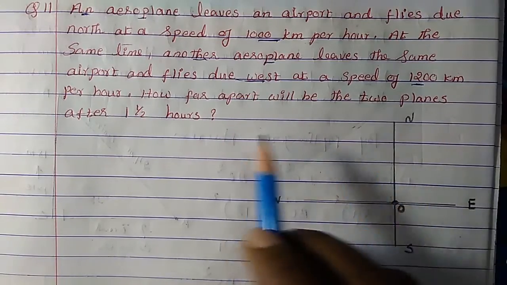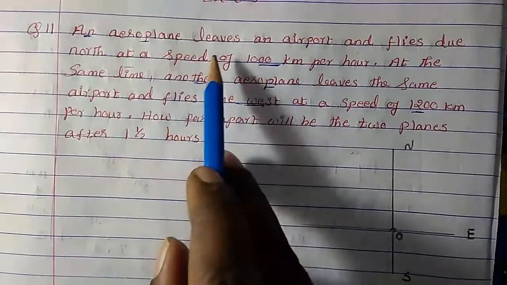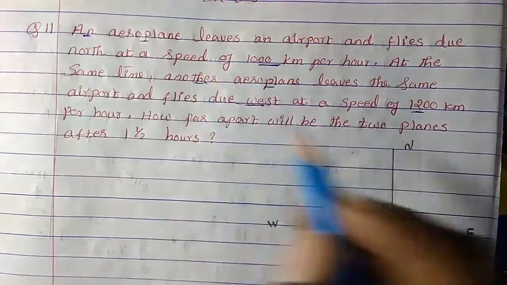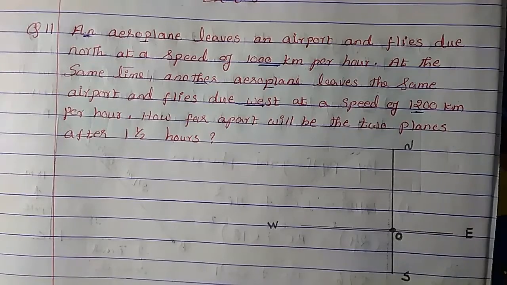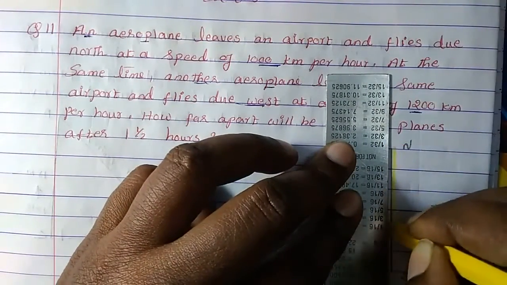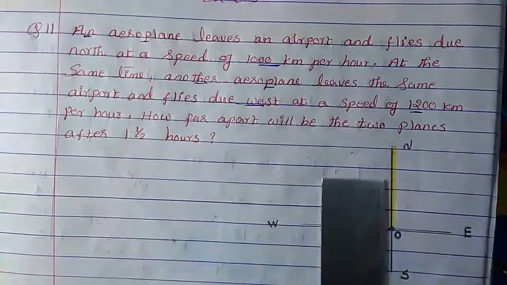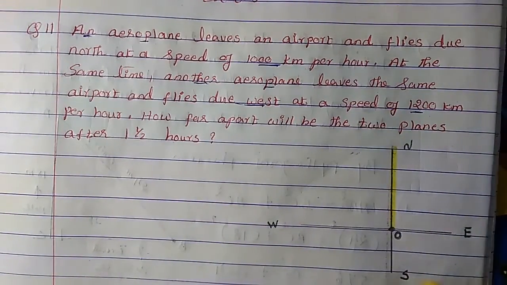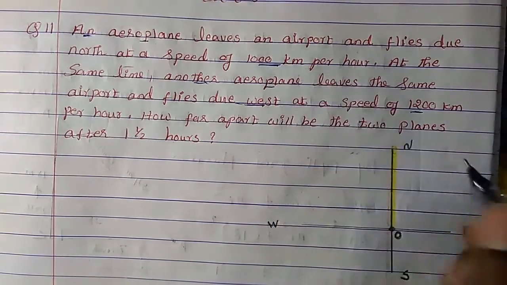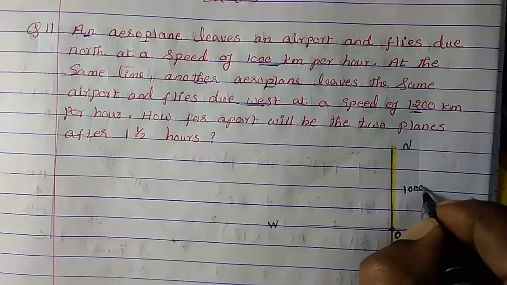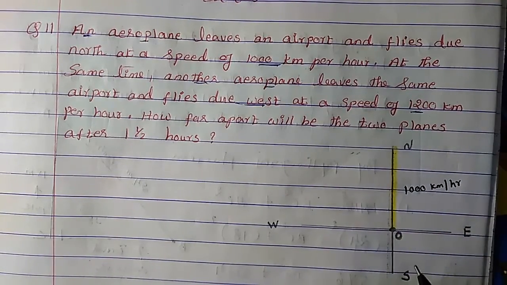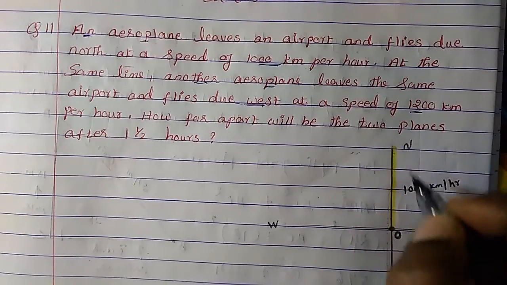From here one aeroplane leaves the airport due north, towards the north direction. So I will draw the north direction here. One aeroplane is flying towards the north direction at 1000 km per hour.